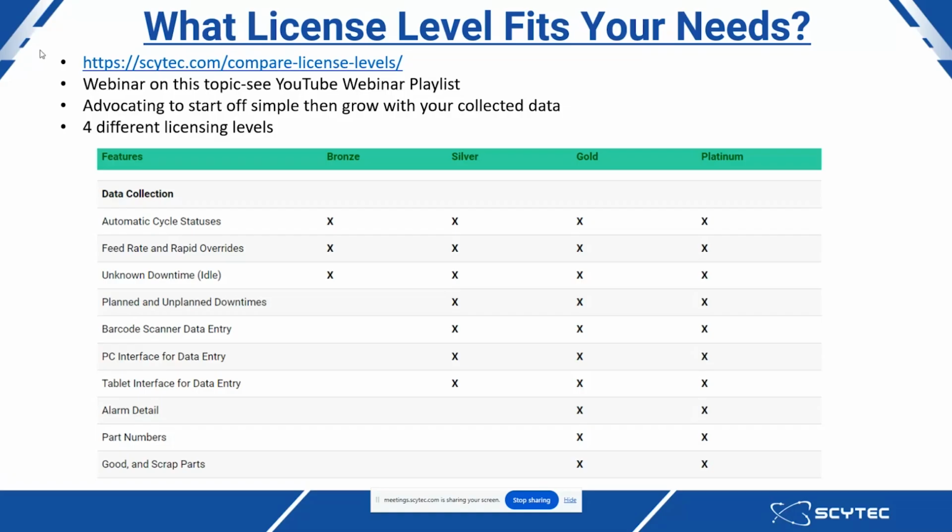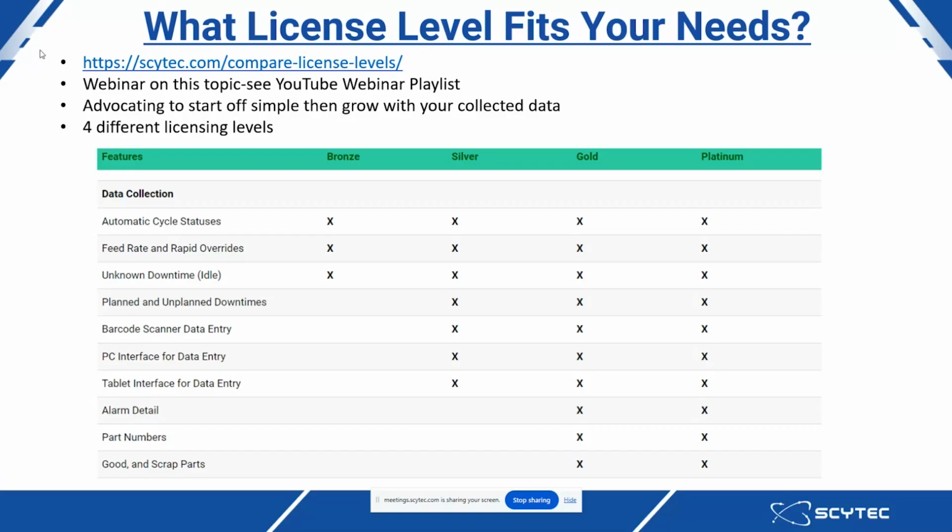And we don't like to get you guys going right off into the higher gold and platinum licensing levels. We actually advocate here at Scytec to start off on the bronze licensing level, which can do things like track automatic cycle statuses, as well as feed rate and rapid overrides and unknown downtimes. To put that simply, it's basically telling you if your machines are running or not running.